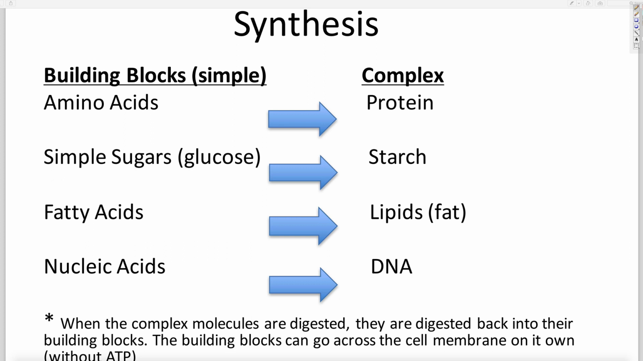Synthesis is like the idea of one thing building into another. So amino acids make up proteins. Simple sugars build up starch.